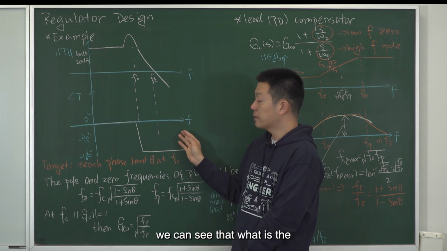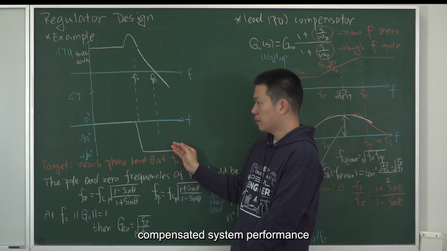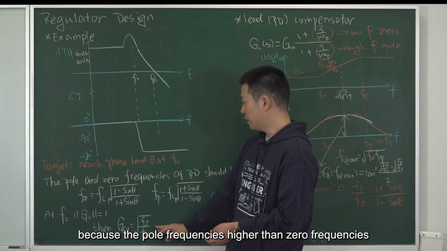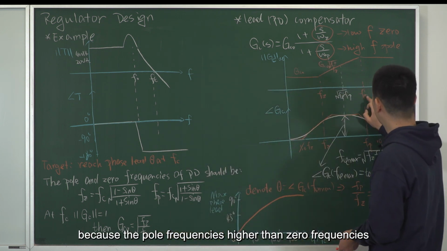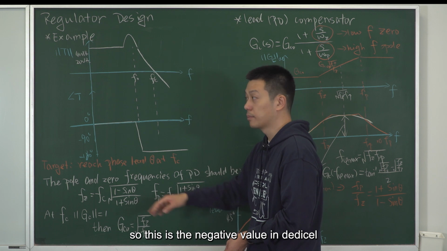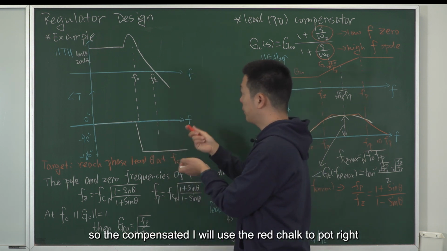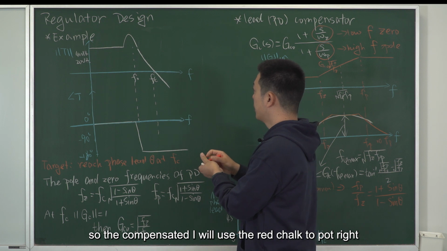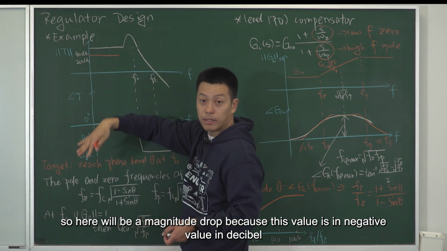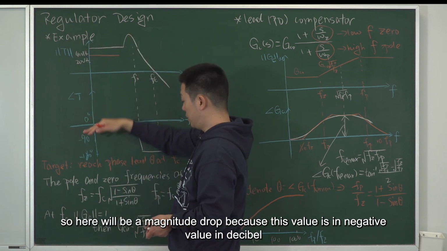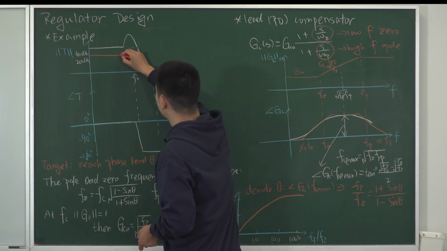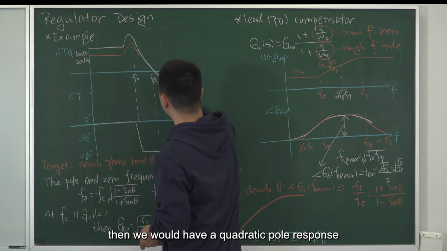Okay, so now, coming back to the Bode plot, we can see what the compensated system performance is. So first, there is DC gain, right? Because the pole frequency is higher than the zero frequency, this is a negative value in decibel. So for the compensated one, I will use the red chalk to plot, right? So here will be a magnitude drop, because this value is a negative value in decibel. Then we would have a quadratic pole response.